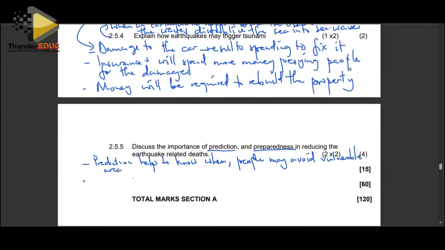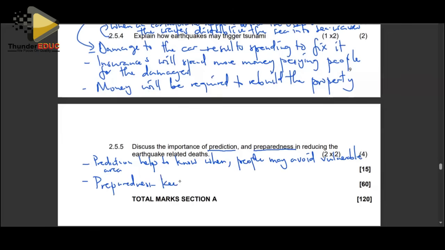If you predict, and we know that maybe next week there's going to be an earthquake, then it helps people to move away from areas which are at high risk. Areas which have got strong waves, we know that there's going to be destruction. They will move away. Then preparedness. We know that an earthquake is going to come. We must prepare for it. How is this?